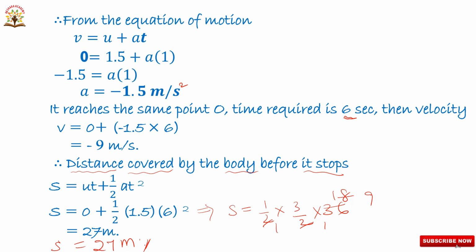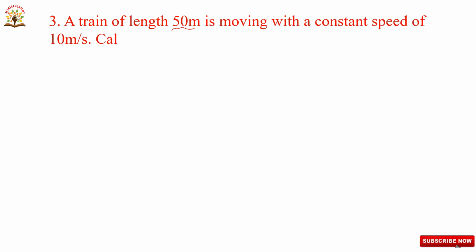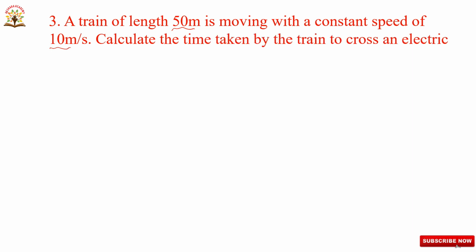Next we'll go to the next question. A train of length 50 meters is moving with a constant speed of 10 meters per second. Calculate the time taken by the train to cross an electric pole and a bridge of length 250 meters.